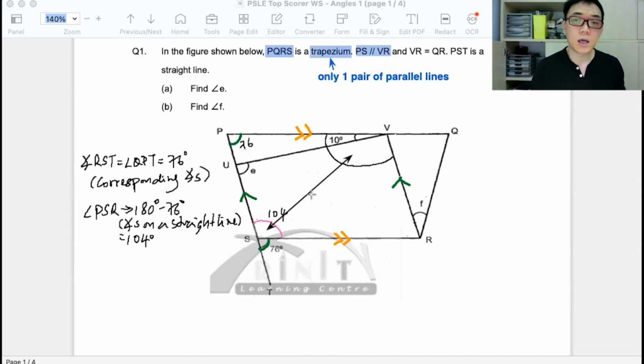What is this angle called? What is the rule name for this? What's the name of the shape? Parallelogram. Literally, it's called opposite angles of parallelogram. Okay? So, if this is 104, then this is a 104.